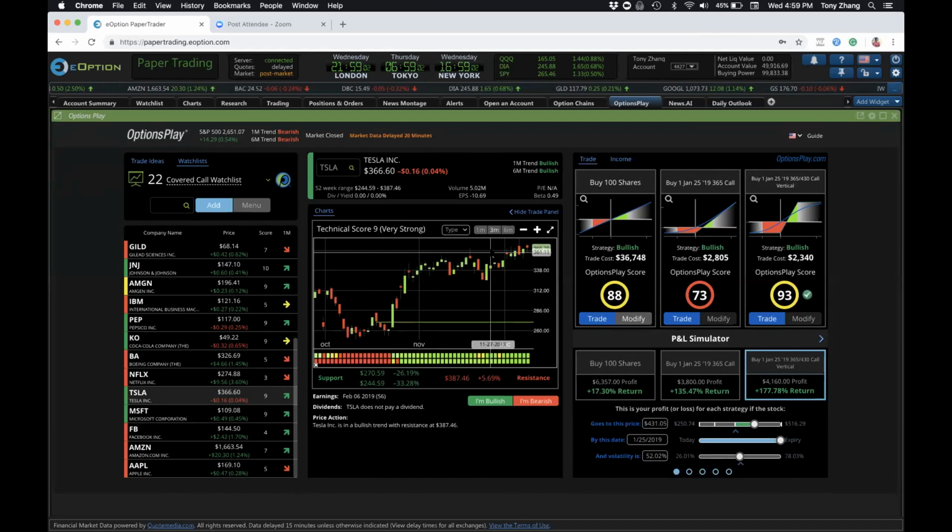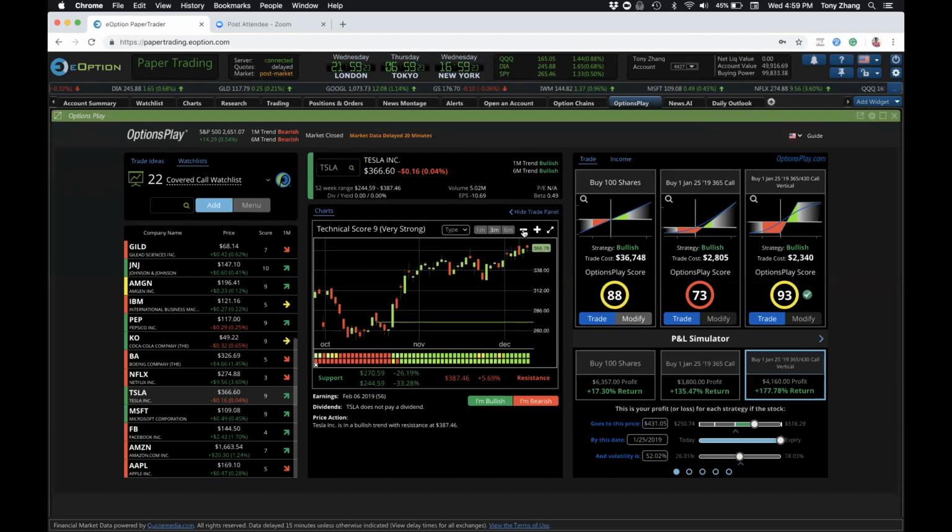So another way I can anticipate this upside or take advantage of an upside is to buy a call option. Buying 100 shares of stock cost me 36 grand. That's a lot of money. Some of you may not even have that kind of money sitting around. So buying a call option is only going to cost you $2,800. That's still quite a bit of money, but it's obviously substantially less.